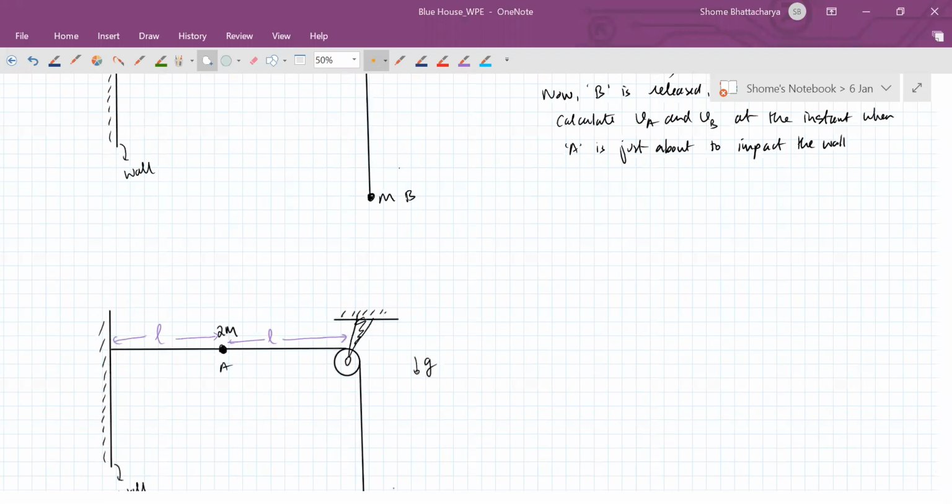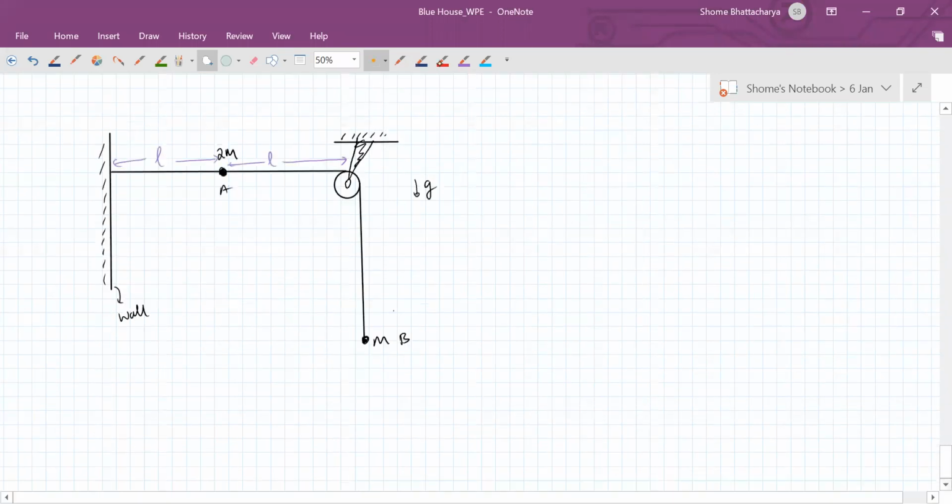Yeah, I'll explain. See what happens the moment you release B. Because of A's weight, it tends to immediately start with a downward acceleration like this. But because this thread is of fixed length, about this point, A will have to describe a circular path. Its path will start rotating like this because of the tension in the thread, which will provide the centripetal force. A will describe this kind of a quarter circular path before it hits the wall. This will be the path of A. Just before it hits the wall, it will be here.